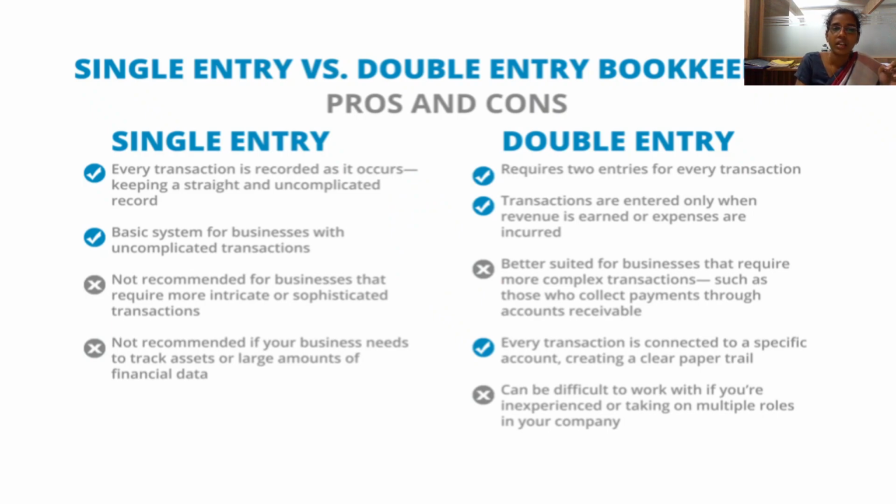First thing, under single entry system, what are the advantages do we have? First thing, every transaction is recorded as it occurs. So every transaction that happens, we write that down, and that is maintained, keeping straightforward and uncomplicated records. It is not making a complication. So as and when it happens, it is getting recorded into the books of accounts.